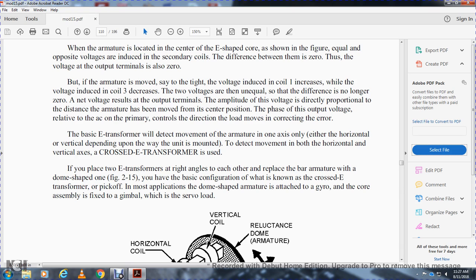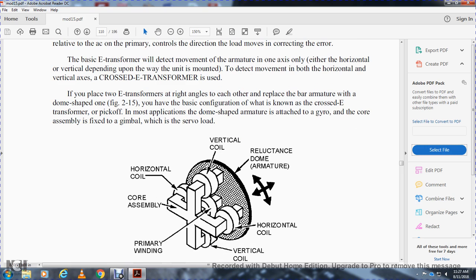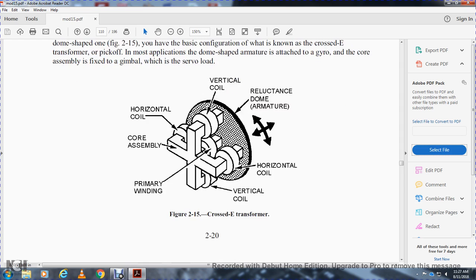The core of the assembly is fixed to a gimbal, which is the servo load. It shows the horizontal core assembly, the primary winding, vertical coil, horizontal coil, and the reluctance dome armature. All right, so you've got your primary windings at the center, like a cross, running to the vertical coil and the horizontal coil.